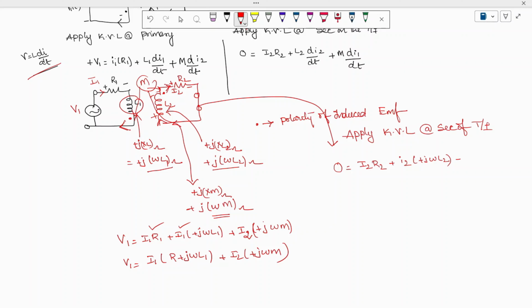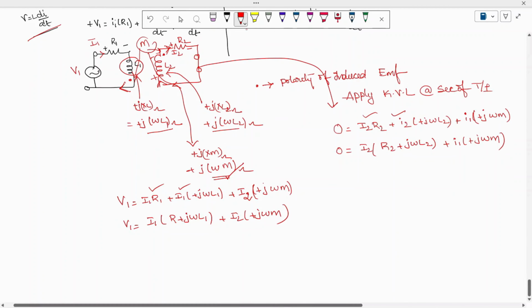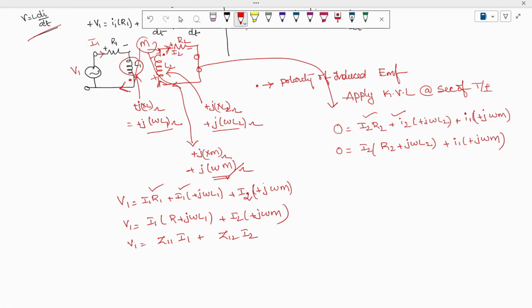Automatically you are going to get this, as this mutual inductance is due to the current I1, and the magnitude of mutual inductance is plus j omega M. So 0 is equal to, take I2 as a common term, I2 plus j omega L2 plus I1 into j omega M. So when you compare with the standard expression for finding the Z parameters, V1 is equal to Z11 I1 plus Z12 I2 is one equation, and V2 is equal to Z21 I1 plus Z22 I2.